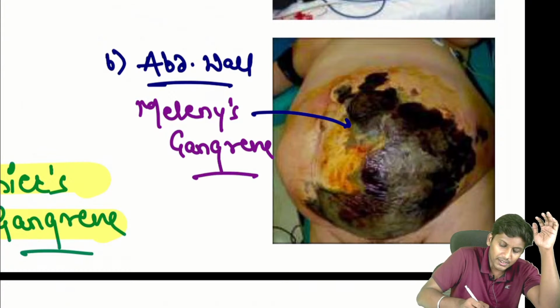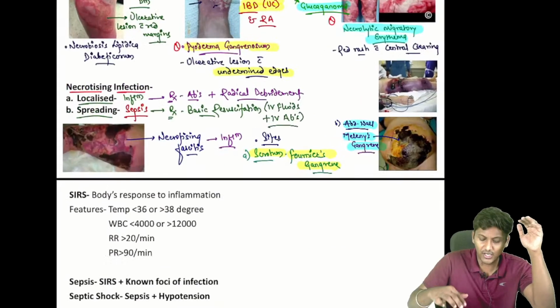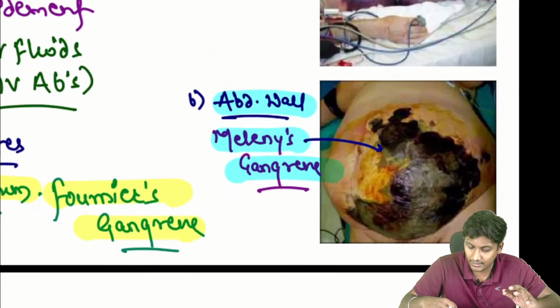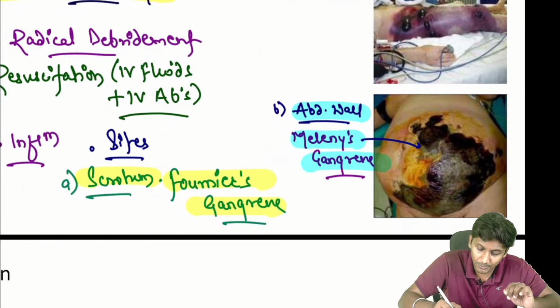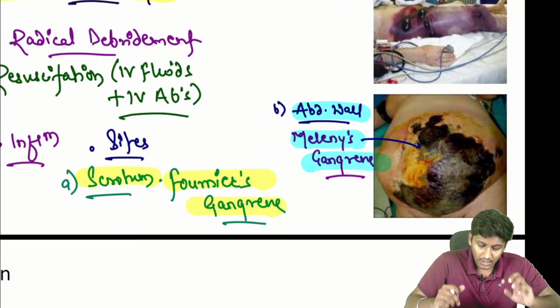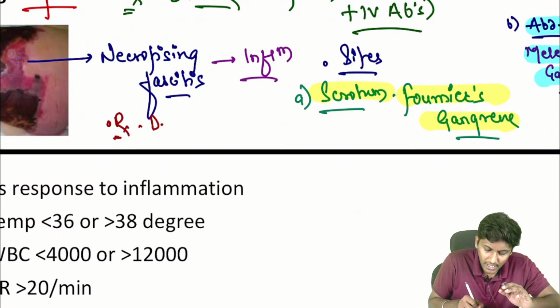Okay? So please remember there can be two types of fasciitis. The necrotizing fasciitis in the scrotum is known as Fournier's gangrene, and the necrotizing fasciitis of the abdominal wall is known as Meleney's gangrene. So please remember this. This is very important to be remembered. Okay? Debridement will be done in this patient definitely. Remember, the only treatment is antibiotics and debridement.